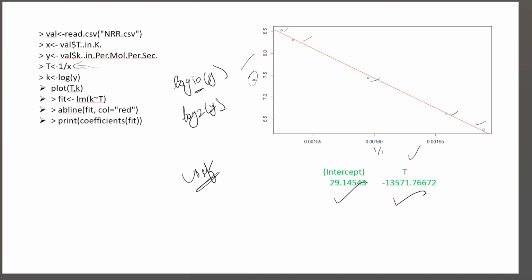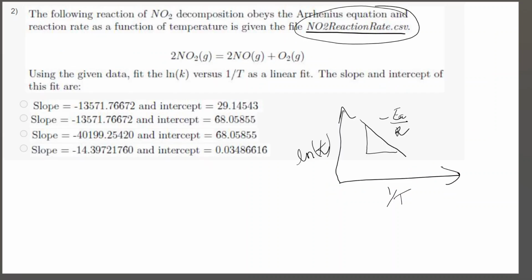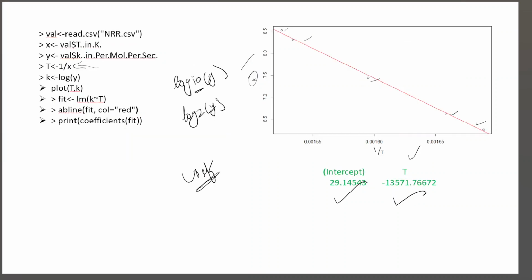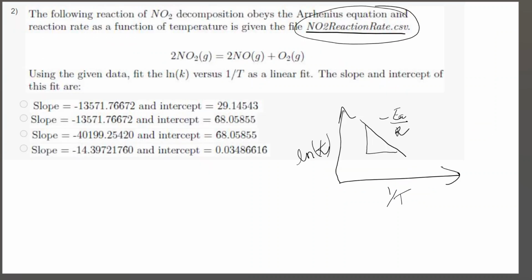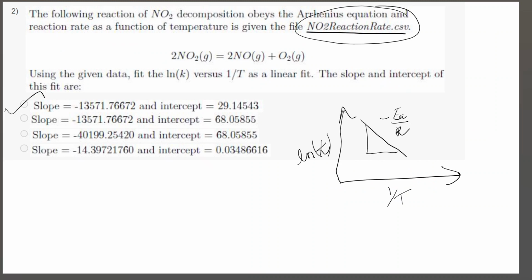So let's go back and see. You have the slope value of minus 13571 and intercept value of 39. So A is the right answer.